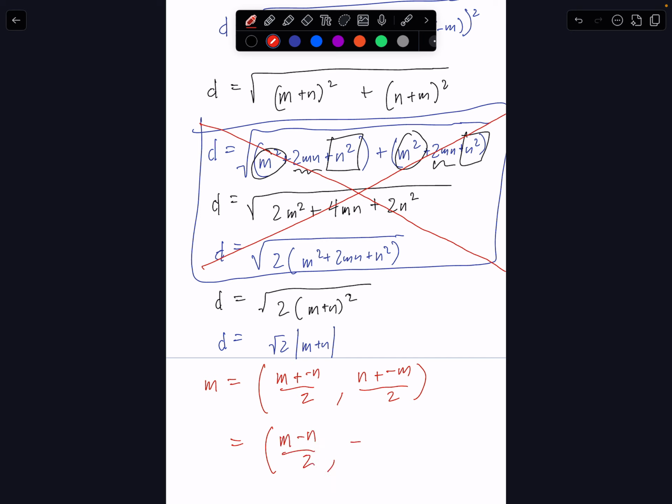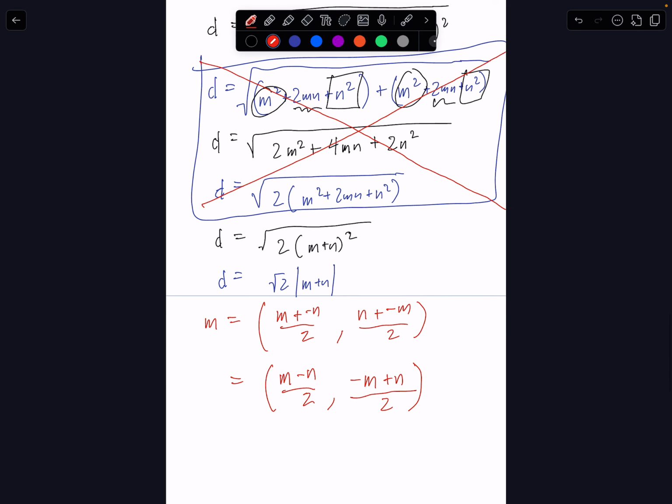This one is negative m plus n. I'm just listing them alphabetically. That's why I switched the order there. But same thing. If you left it as n minus m, I wouldn't mark you down. There's the answer there. And the distance was over here. This was the distance.